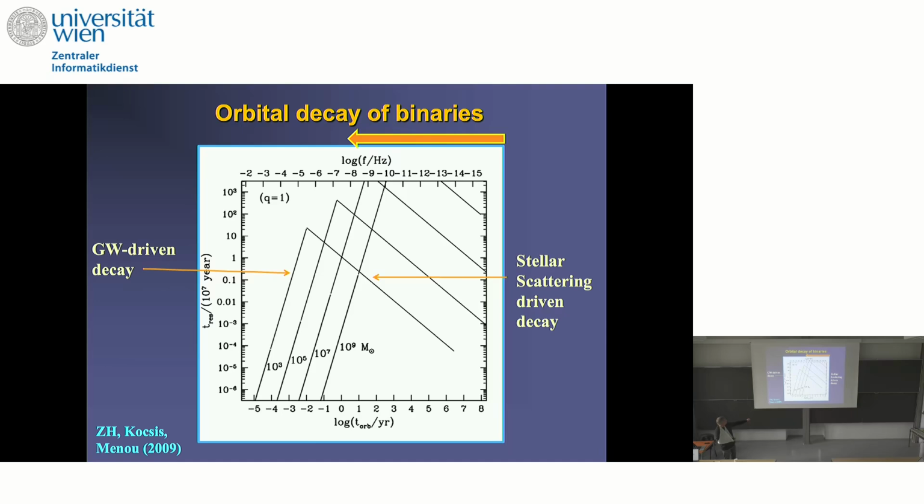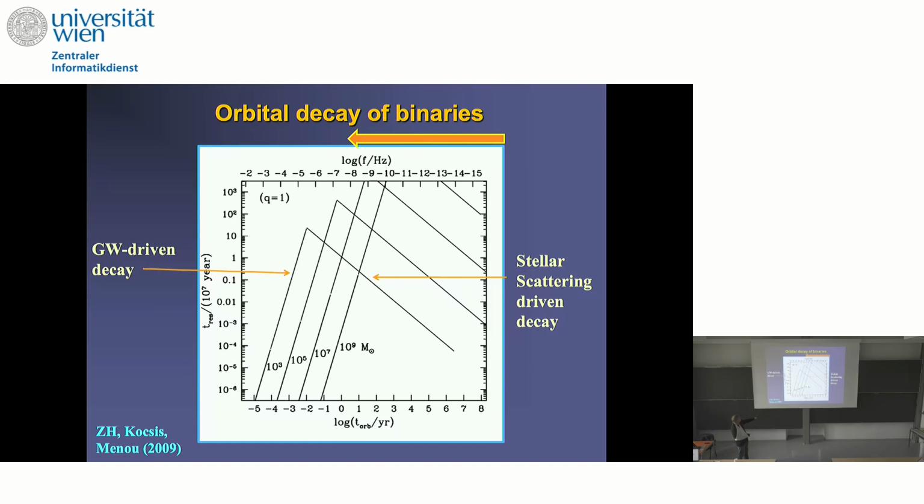Binaries start large and wide, so they start on the right and try to move to the left. These are different equal mass binaries: 10 to the 3, 5, 7, 9. This one is the gravitational wave in-spiral, which I just said is very steep. This curve is returning to my summary yesterday, that stellar scattering can initially cause the binary to shrink its separation. But especially for massive black holes, it becomes very, very slow. This is stellar scattering-driven decay.